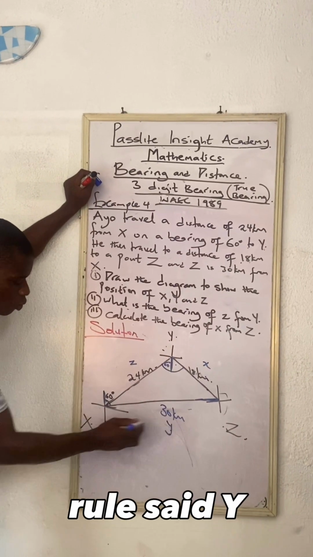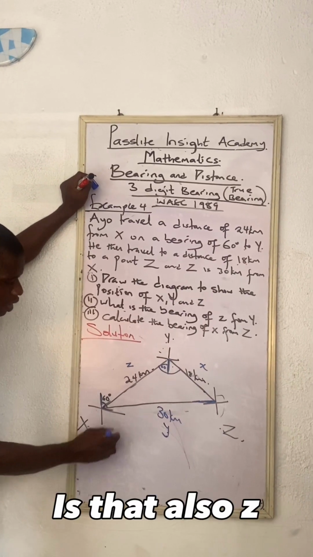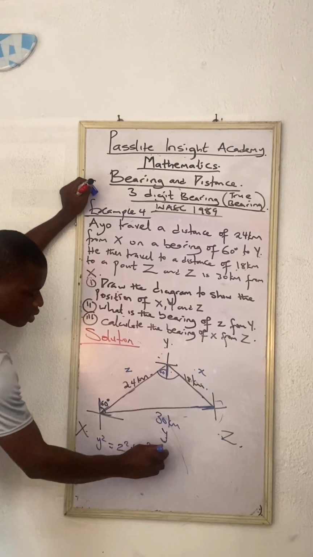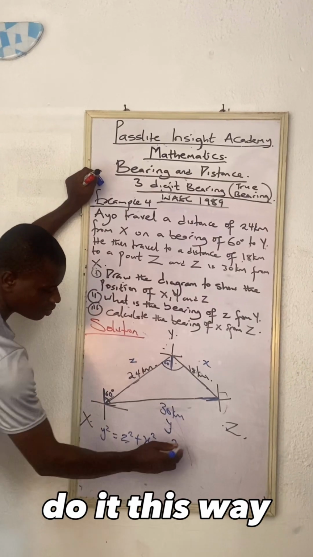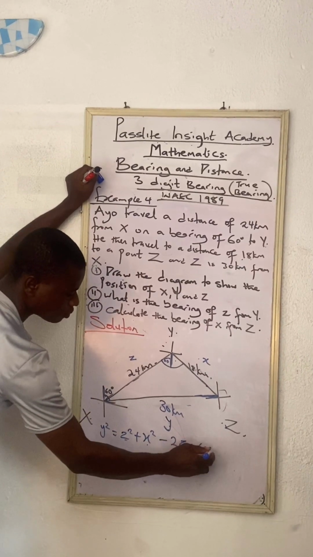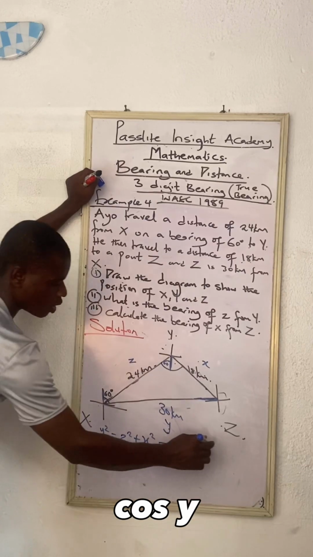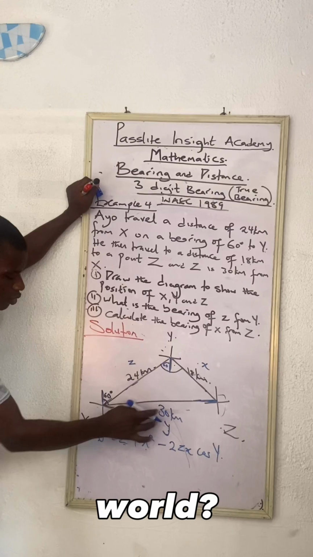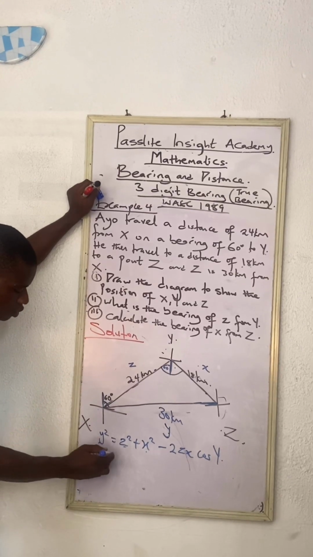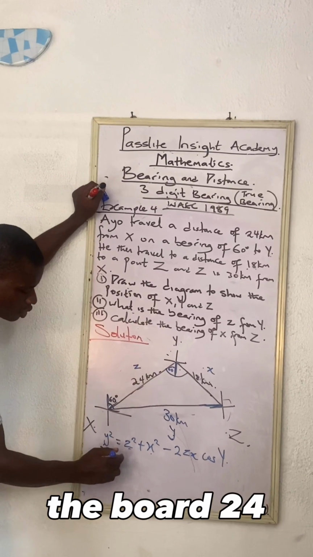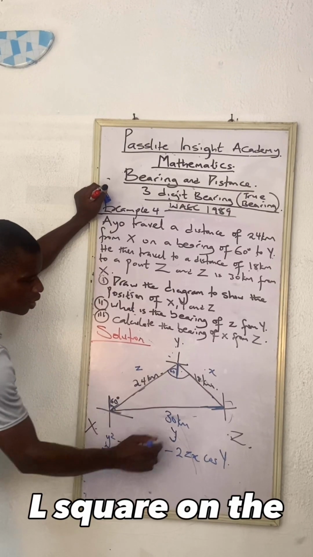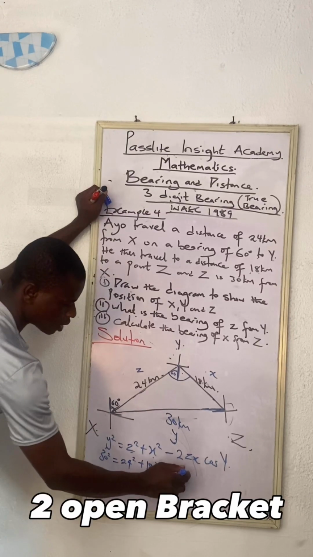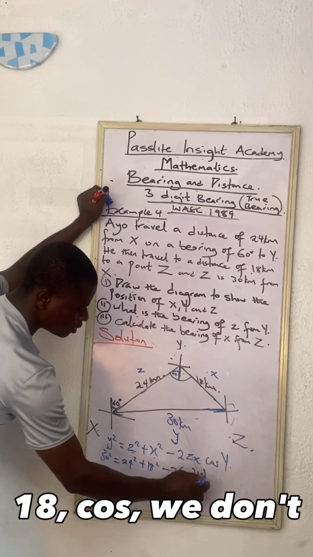And the cosine rule said y squared is equal to z squared plus s squared minus 2zs, if you do it this way, cos anything you write here, that is cos Y. So let's see. What is your y squared on the board? 30 squared. Your z squared on the board? 24 squared. Your s squared on the board? 18 squared. Minus 2 open bracket 24 open bracket 18 cos.